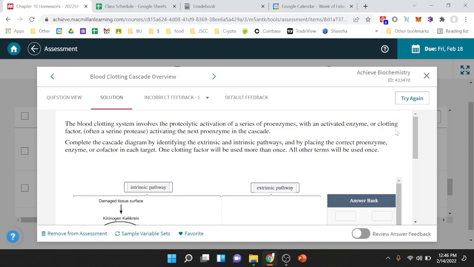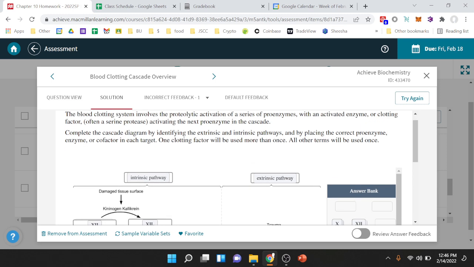So the blood clotting system involves the proteolytic activation of a series of proenzymes with an activated enzyme or clotting factor, often a serine protease, activating the next proenzyme in the cascade. Complete the cascade diagram by identifying the extrinsic and intrinsic pathways, and by placing the correct proenzyme, enzyme, or cofactor in each target. One clotting factor will be used more than once. All other terms will be used once.